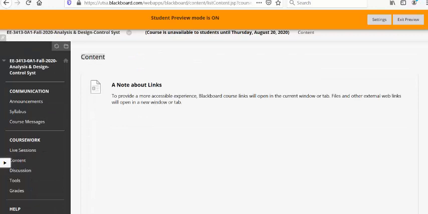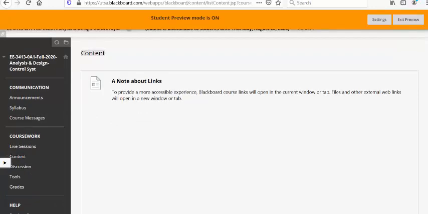A key part over here will be content. We'll post a lot of content. For example, I will post my lecture notes over here, and my homework assignments. You are expected to submit your homework solutions online over here. I will create folders once the school starts. So check your content very frequently.